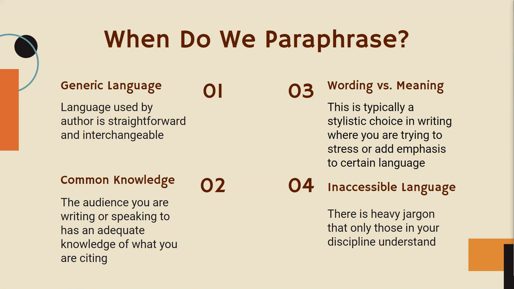The fourth one is inaccessible language. This kind of relates to the common knowledge one as well. But in this instance, there is just a lot of heavy jargon that only the people in your discipline understand. So you wouldn't be able to go talk to a third grade class about your experiment because they have no idea what you're talking about with all this heavy jargon.